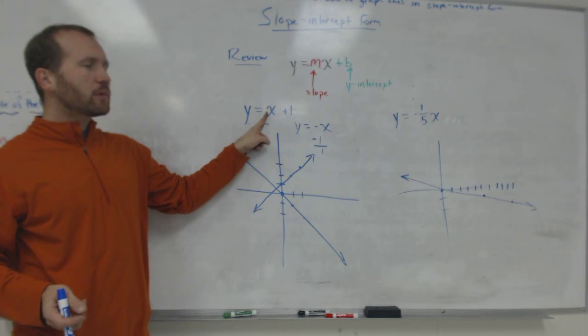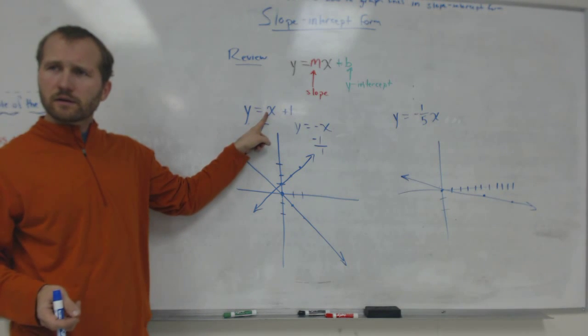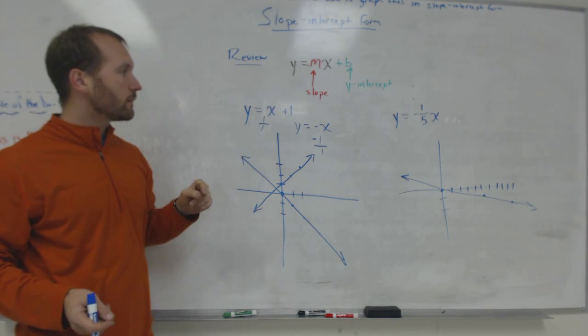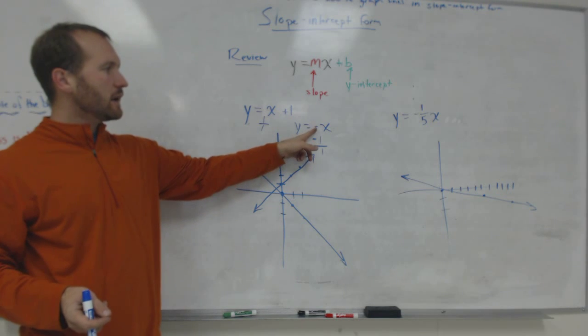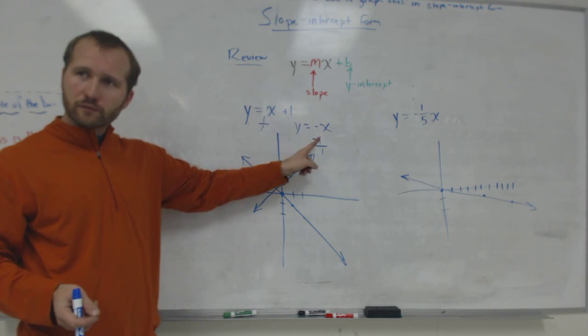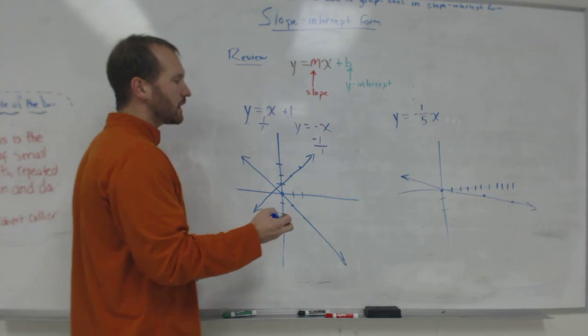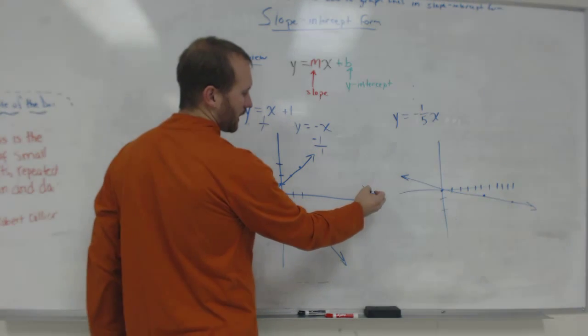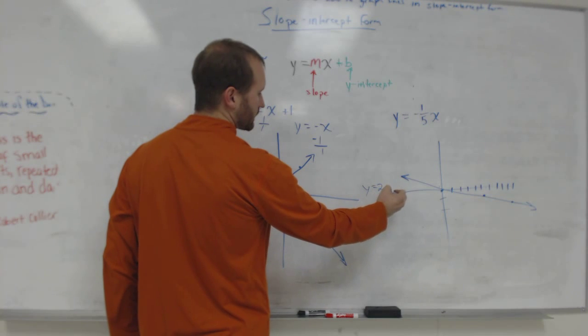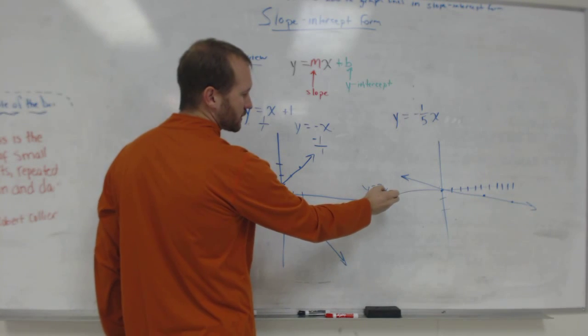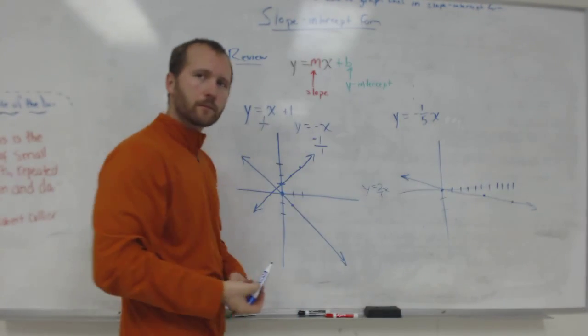If there's no number in front of x, the slope is 1. Right? And if there's just a negative x, the slope is negative 1. And then the other thing we talked about is any number. So when I had y equals 2x, 2 as a fraction is just 2 over 1.